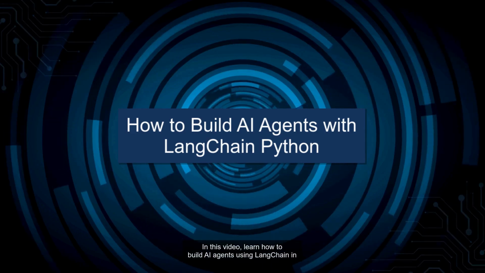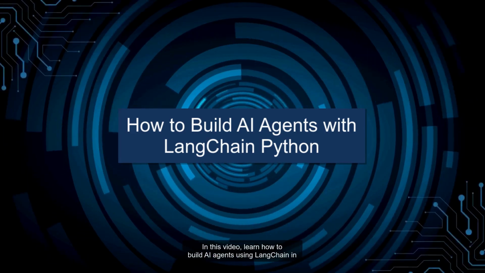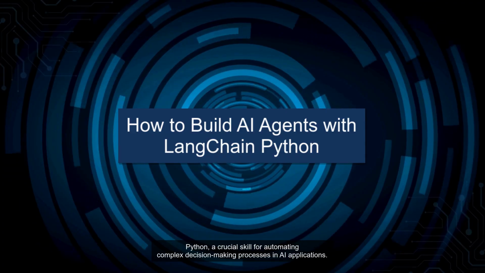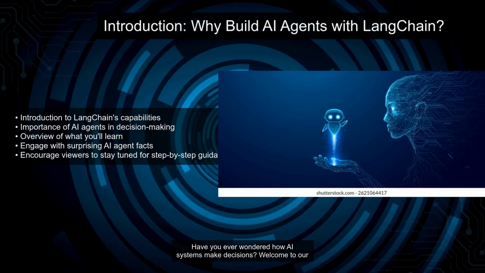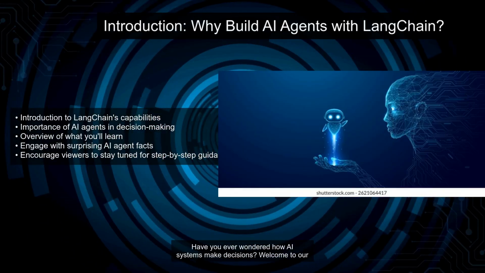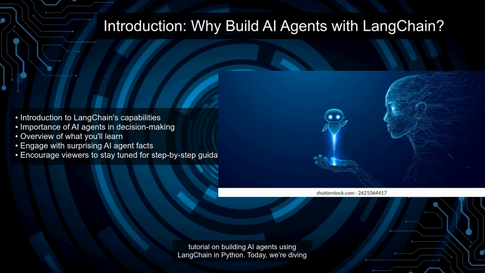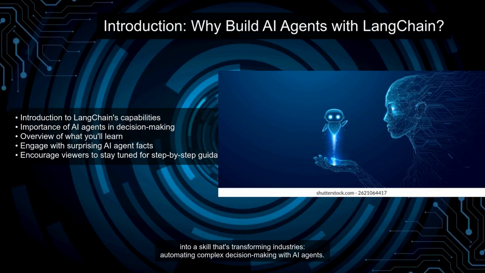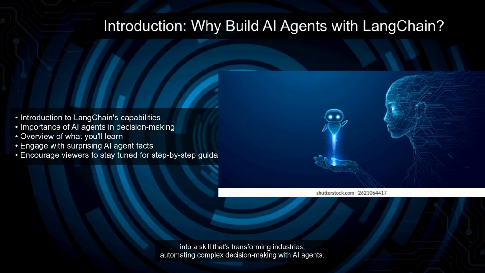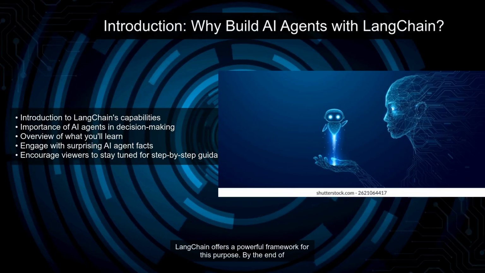In this video, learn how to build AI agents using LangChain and Python, a crucial skill for automating complex decision-making processes in AI applications. Have you ever wondered how AI systems make decisions? Welcome to our tutorial on building AI agents using LangChain and Python. Today, we're diving into a skill that's transforming industries, automating complex decision-making with AI agents.